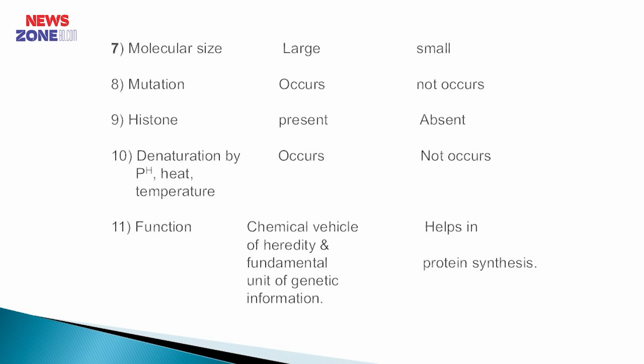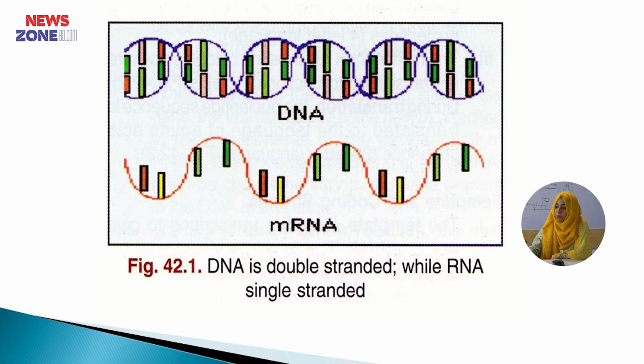Histone is present in DNA, absent in RNA. Denaturation by pH, heat and temperature occurs in DNA, does not occur in RNA. Function: DNA is a chemical vehicle of heredity and the fundamental unit of genetic information, and RNA helps in protein synthesis. This is a picture of DNA and mRNA.